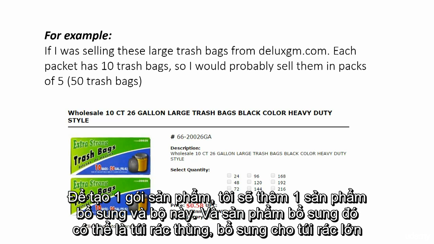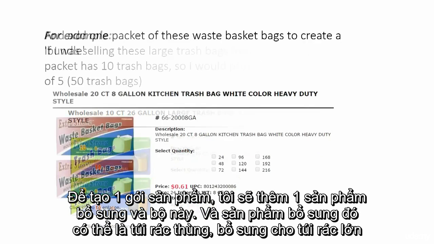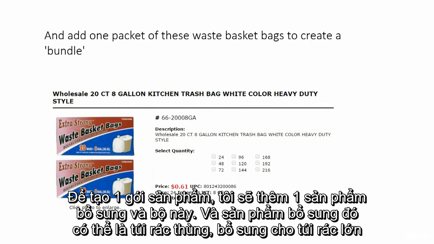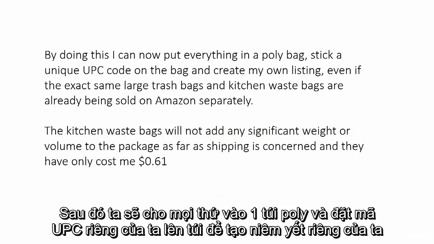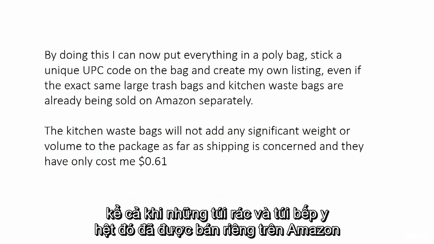To create a bundle, I would then add another complementary product to the pack. That complementary product could be waste basket bags, which are complementary to the large trash bags. So now we've got a bundle: 50 large trash bags and 20 kitchen trash bags as well. We then put everything in a poly bag, and we can put our own unique UPC code on the bag and create our own unique listing, even if those exact same trash bags and the exact same kitchen bags are already being sold on Amazon separately.